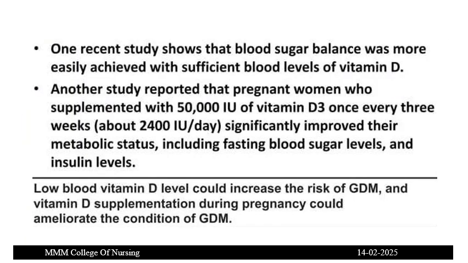One recent study shows the blood sugar balance was more easily achieved with sufficient blood levels of vitamin D. Another study also reported that pregnant women who supplemented with 5,000 international units of vitamin D3 once every 3 weeks, about 2,400 international units per day, significantly improved their metabolic status, including fasting blood sugar levels and insulin levels. So, we see that vitamin D3 directly correlates with your blood sugar levels.